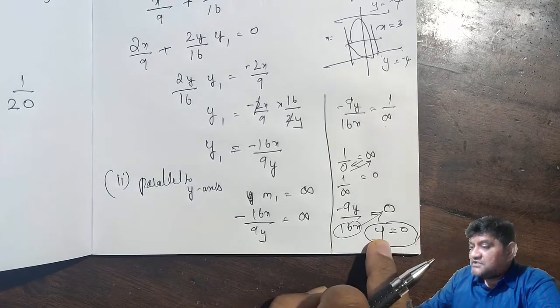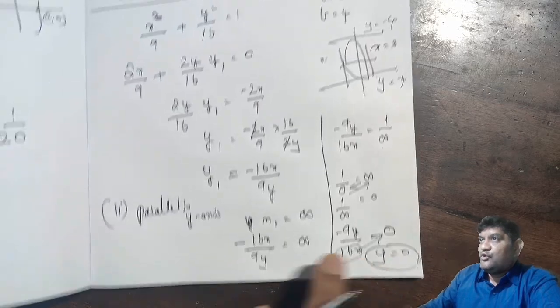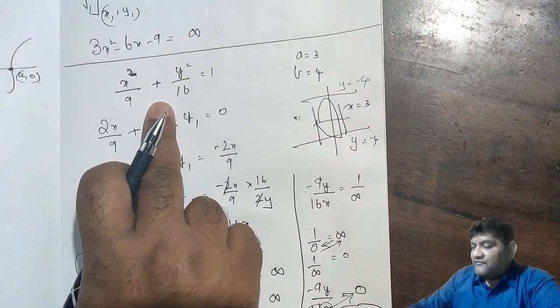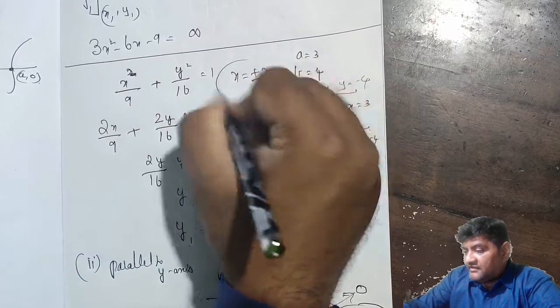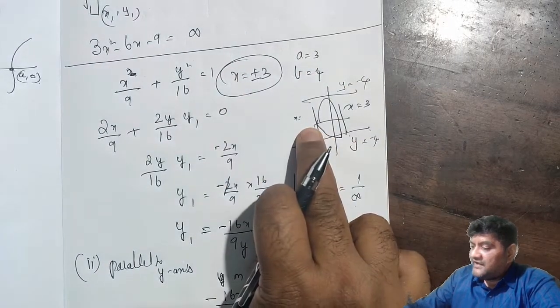Now when y is equal to 0, what's going to be the value for x? You need to go back and find it out from here. The value for x is going to be x is equal to plus or minus 3. And that's what you get here also, minus 3 and plus 3.